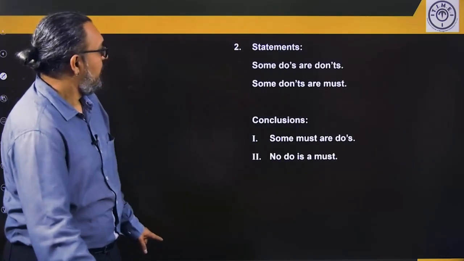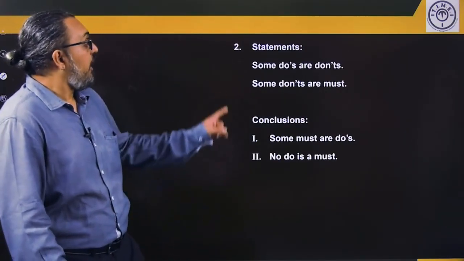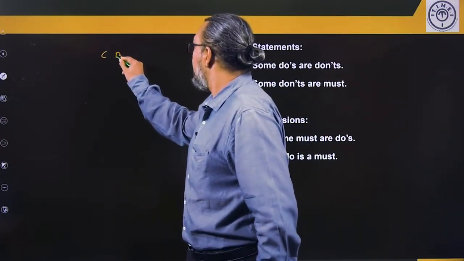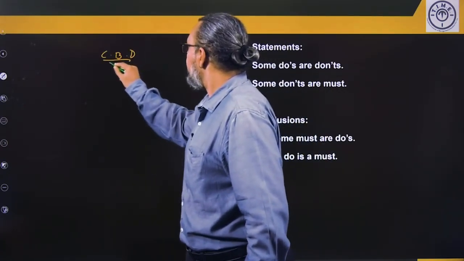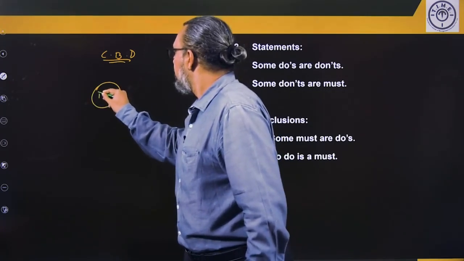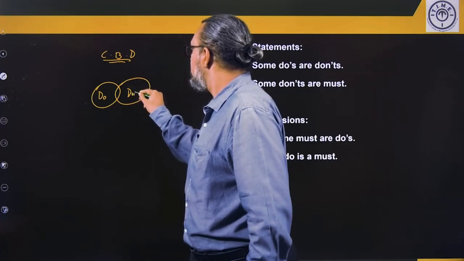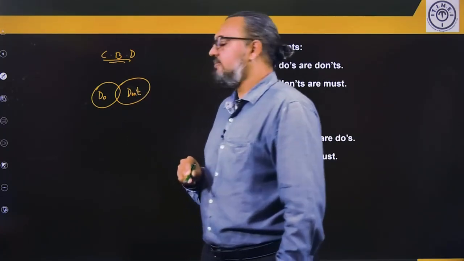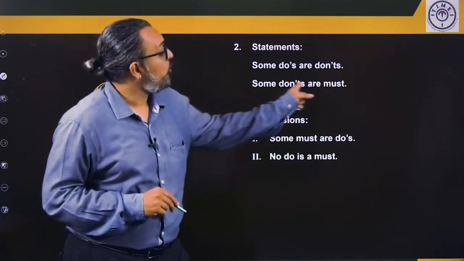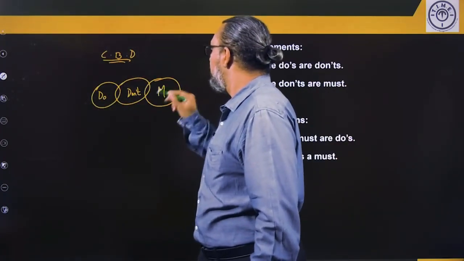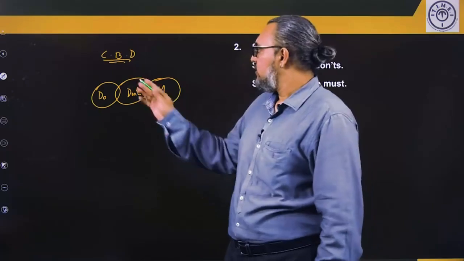Okay. Look at the next. We have some do's or don'ts. Okay. So, taking the combined basic diagram. Some do's or don'ts. Correct. And then he says some don'ts are must. So, some don'ts are must, like this. So, this is how it is.